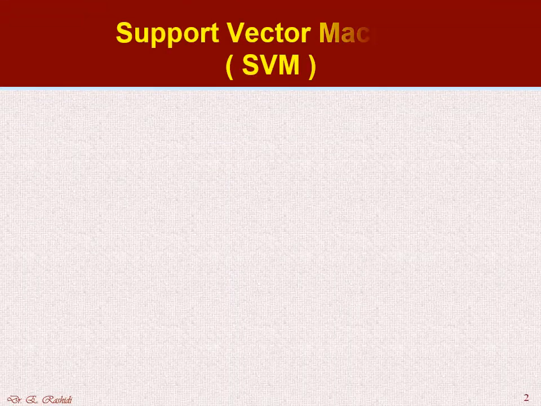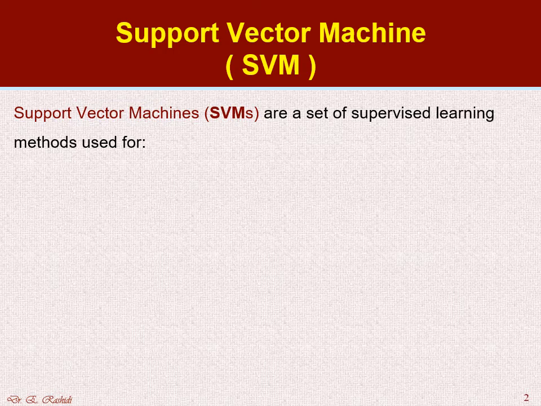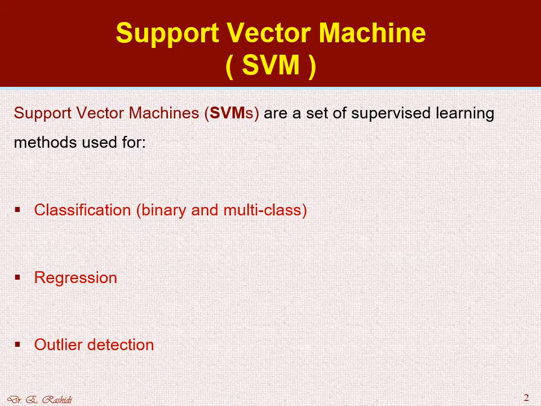Support vector machines, or SVMs, are a set of supervised learning methods used for classification, both binary and multi-class classification, for regression, and for outlier detection.